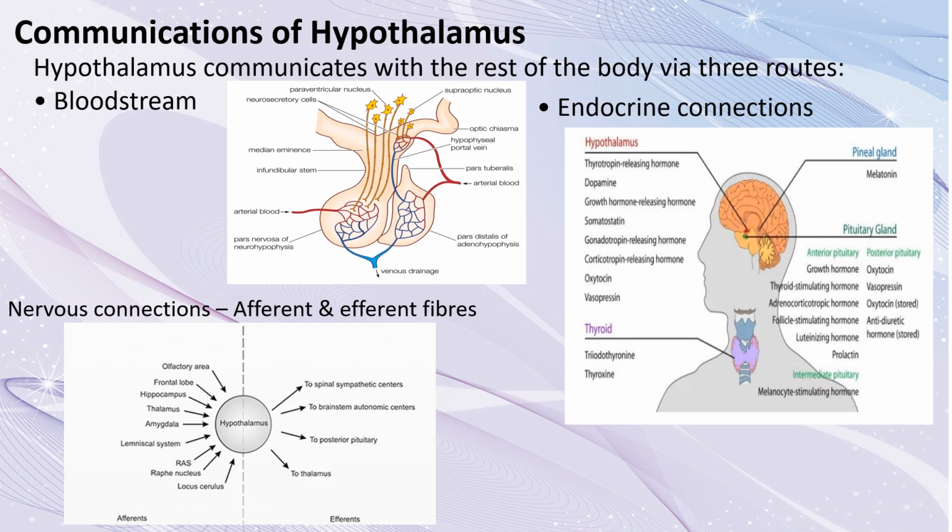Hypothalamus communicates with the rest of the body via three routes: bloodstream, nervous connections, and endocrine connections. Hypothalamus receives blood mainly from the hypophyseal artery, a branch of the anterior cerebral artery. All the blood from the hypothalamus is drained into the hypothalamo-hypophyseal system of veins and distributed to the pituitary gland. From the pituitary gland, the blood is drained via the hypophyseal vein.